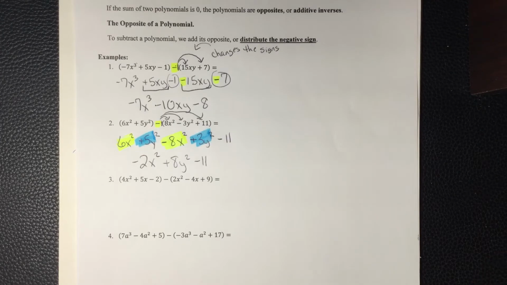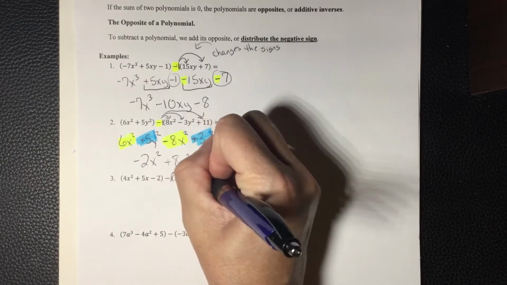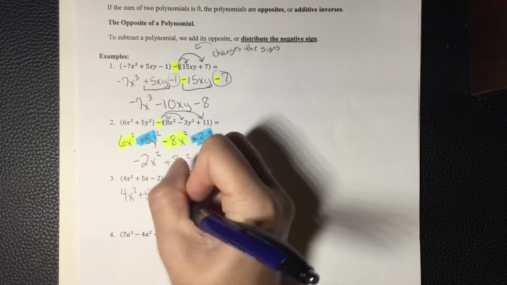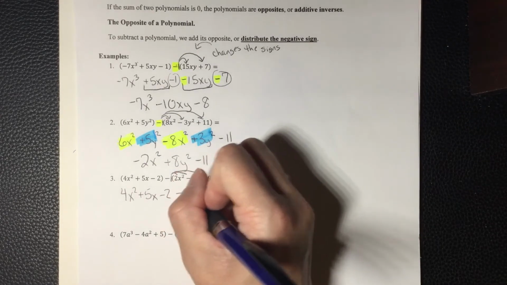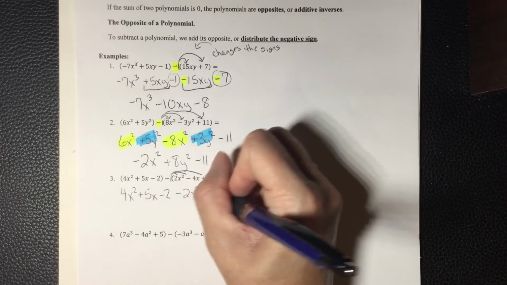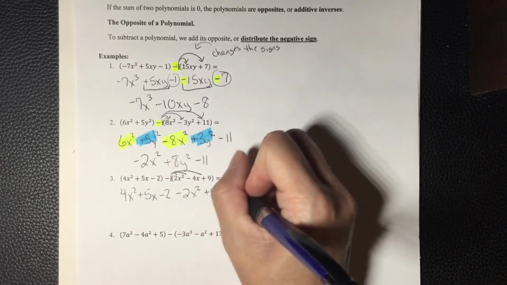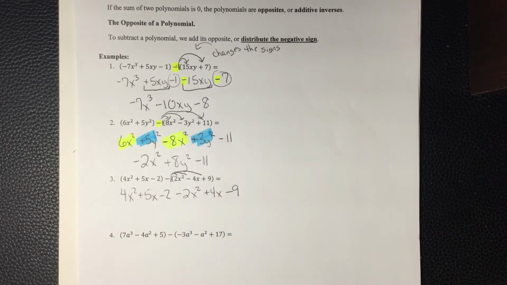All right, so let's try number 3. Once again, we're going to distribute that negative. So the first set stays exactly the same. The second set, the signs are going to change. So -2x squared. Notice minus and negative makes a plus, so plus 4x. And then a -1 times 9 gives me a -9. So you want to make sure all of those signs get changed.